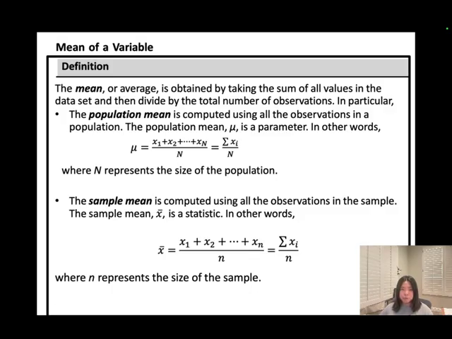I need you guys to remember all the notation, okay? Population mean is mu. Capital letter N represents the size of the population. X bar represents the sample mean. And lowercase letter n represents the size of the sample. And you're going to see this sign, which means the summation. Summation notation means you're going to add up all the data.